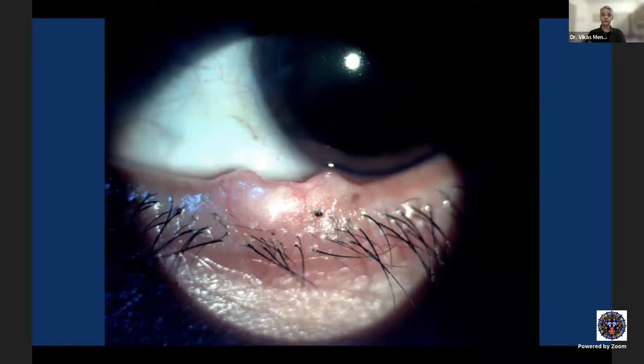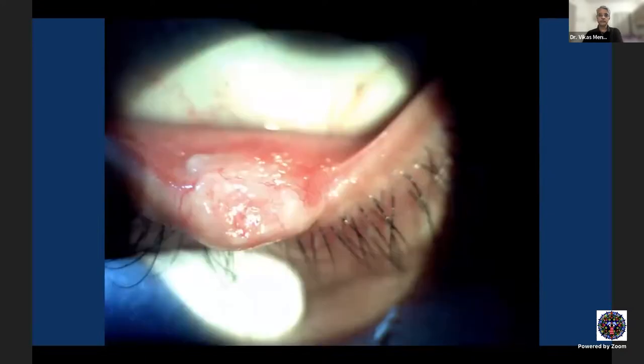So on a closer look, again, what you will appreciate here is that there is some loss of eyelashes. You can see some feeder vessels or prominent vessels on the eyelid margin. You see a yellowish colored, solid, firm mass, which is involving the eyelid margin and part of the tarsal plate. And this is not looking like a normal chalazion.